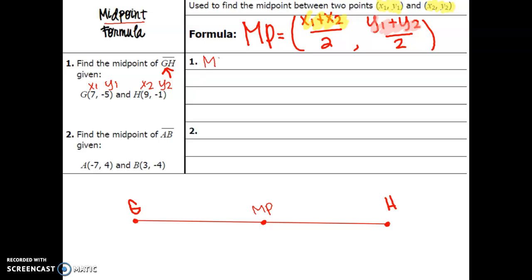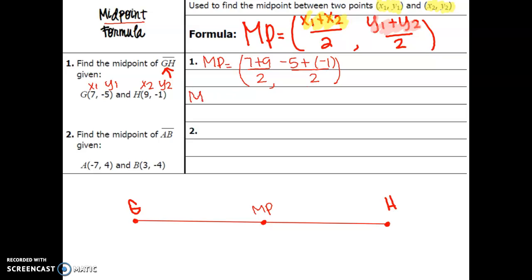So I'm going to say MP is equal to a giant parentheses. I have my x1, which was 7, plus my x2, which is 9. Then I'm going to divide that by 2. Comma, then I'm going to work with my y's, so that is y1, which is -5, plus y2, which is -1. Then I'm going to divide that by 2.